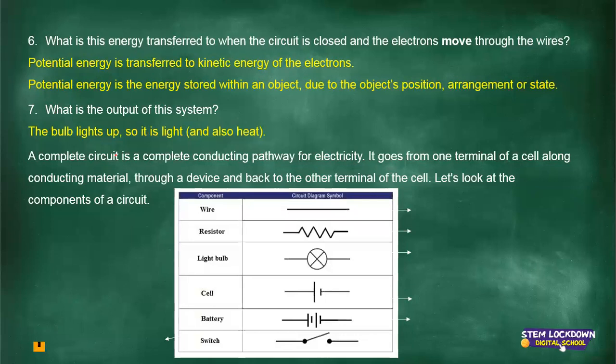That's the correct answer. Okay, so now what I have here in the diagram below are the components of a circuit. A complete circuit is a complete conducting pathway of electricity. So know this, a complete circuit is a complete conducting pathway of electricity. It goes from one terminal of the cell along the conducting material through a device and back to the cell, which is the battery.